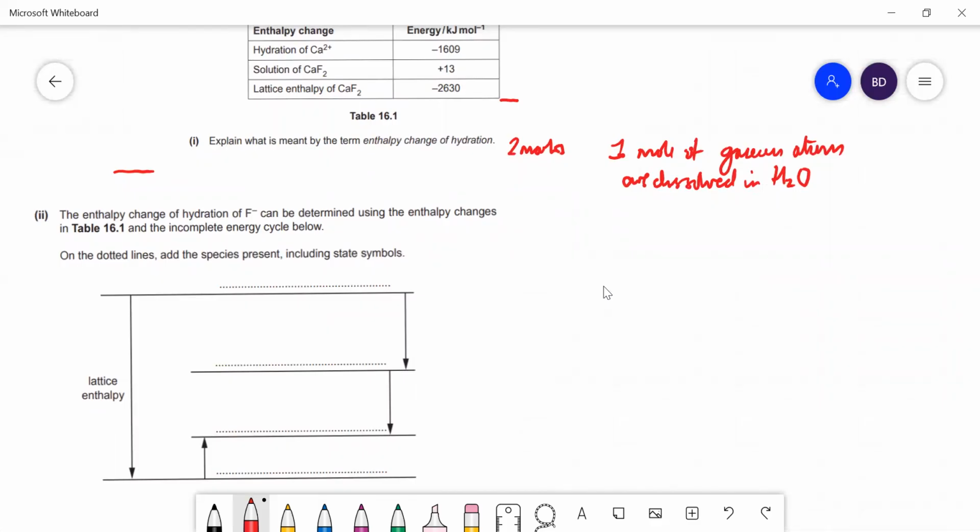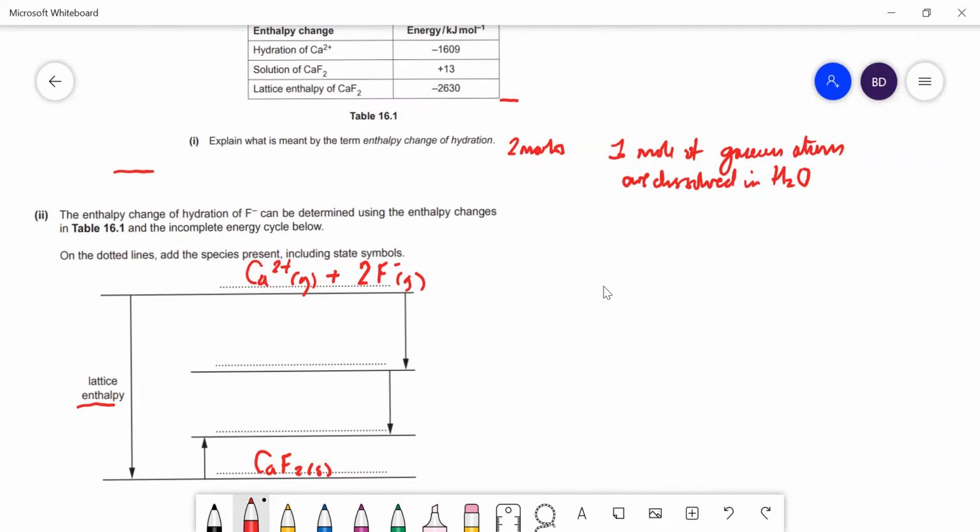Right, now lattice enthalpy, let's have a look at this. This is when you form 1 mole of the solid lattice, so that's going to be CaF2 solid. And what do we form it from? The gaseous ions, so that's going to be Ca2+ gas plus 2F- gas. And then what's this going to be? We are going to hydrate these ions.